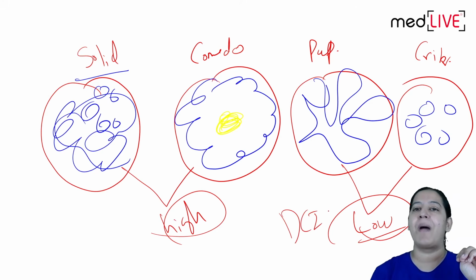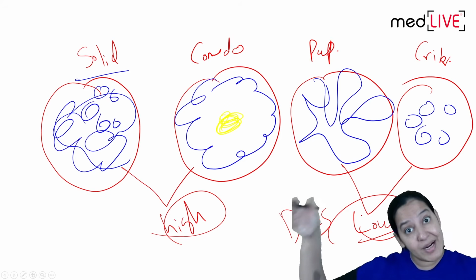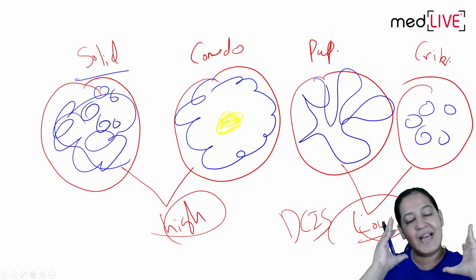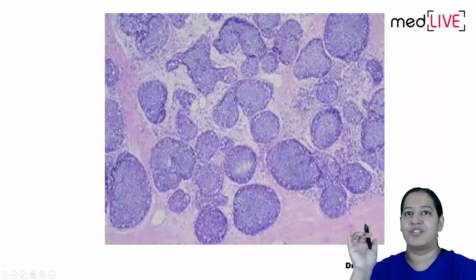So these are the four patterns of DCIS. In each of them, tumor cells are within the duct. They are not coming out in the stroma. That's why it is known as in situ, but it is inside the duct. So it is ductal. So these are the four patterns of ductal. I hope you got it.